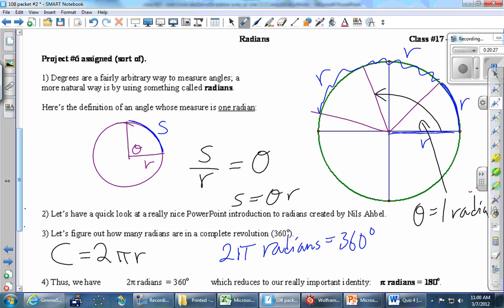If you're rotating all the way around one complete revolution, you are rotating 2 pi radians. Okay, and if we divide both sides by 2, we get the identity that I would encourage you to memorize. We'll go to Sarah for number 4.